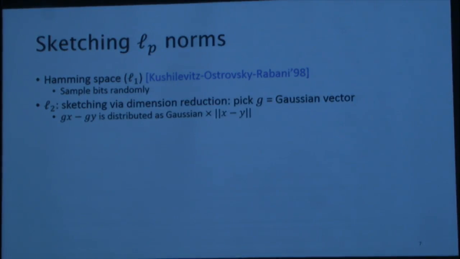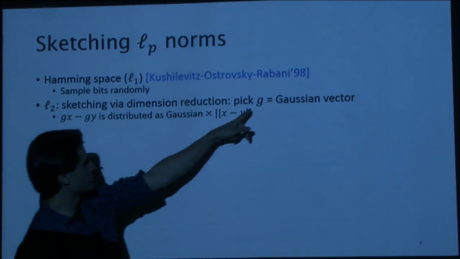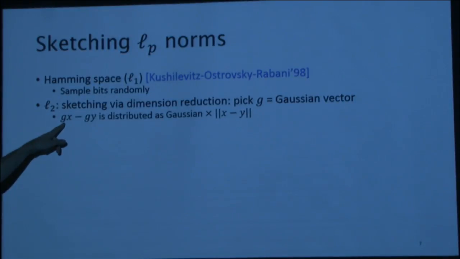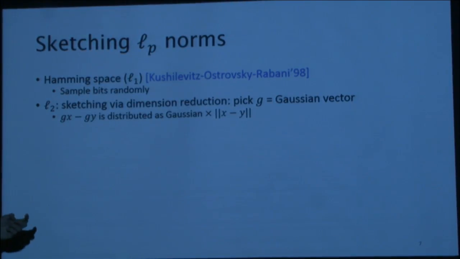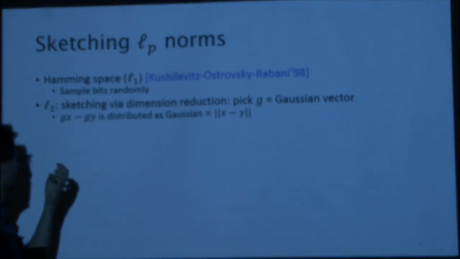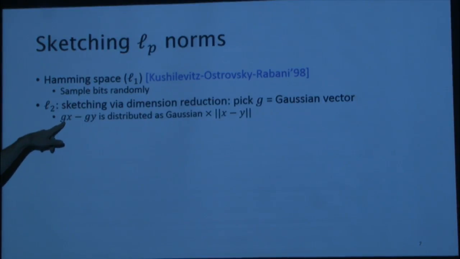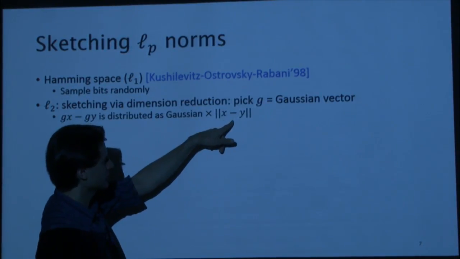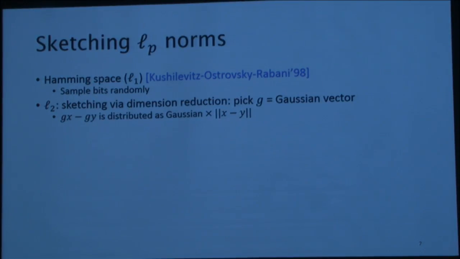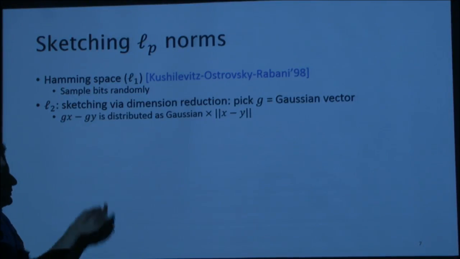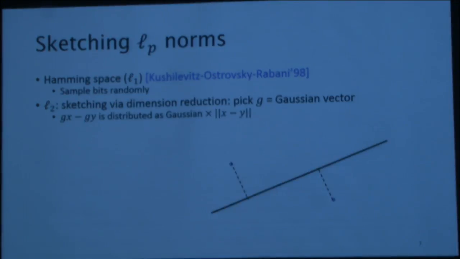For L2, what we can do is reuse this sketch for the real line. In particular, we take g to be a Gaussian vector, then we project the points onto a line using this vector g. And then on this line we do the sketching for the real line. The proof that this works: g(x) minus g(y) is distributed as a Gaussian times the norm of x minus y. So if x is very close to y, then it will remain small with very good probability. If x and y are far, then it will remain far with very good probability. This reduces to the real line case. I'm slightly hand waving here, but we can go through the formulas and see that we get exactly the same answer.